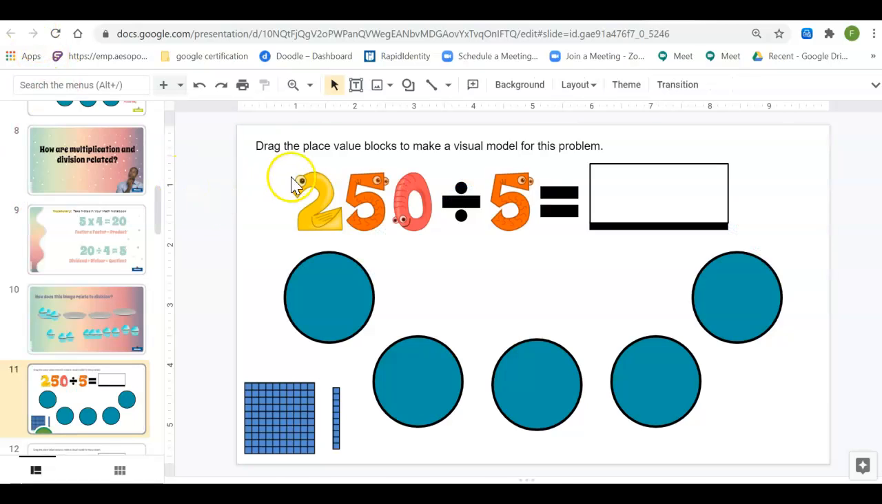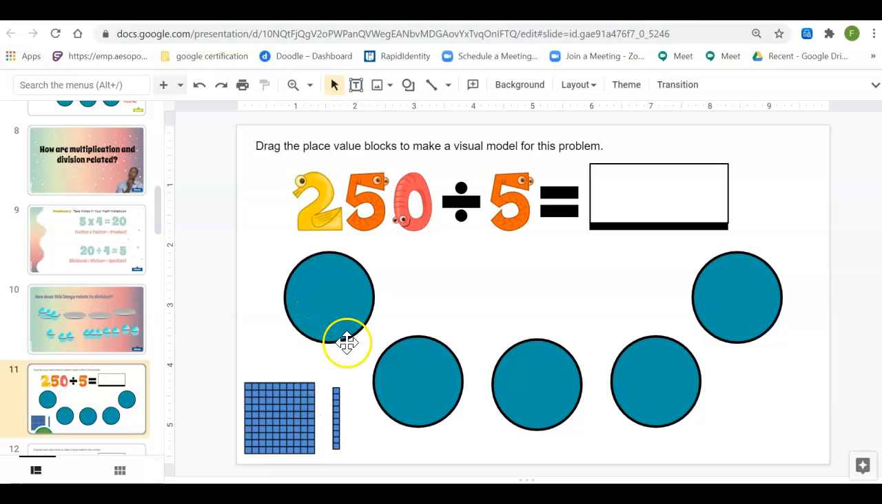All right, so on our next slide, we've got instructions to drag the place value blocks to make a visual model for this problem. And the problem I have is 250 divided by 5. So we want to evenly distribute this 250. We want to divide it up and make sure that we have the same number on each of these, okay? So we want to divide the 250 up evenly using our base 10 blocks.